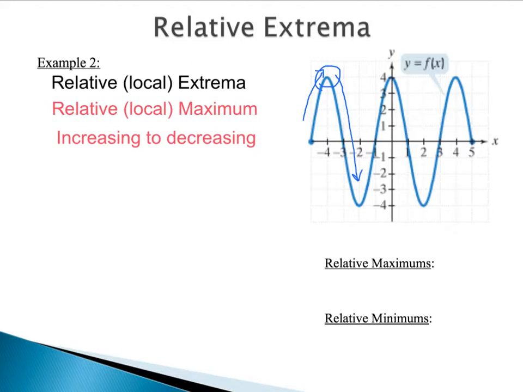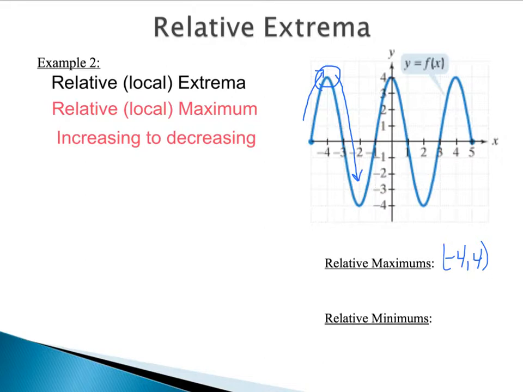So again, a relative maximum occurs when the function goes from increasing to decreasing. It goes up and then comes down. Again, you want to think of it as the top of the hill. Now, there can be multiple relative maximums. So, as we just said, one relative maximum is the ordered pair -4, 4.